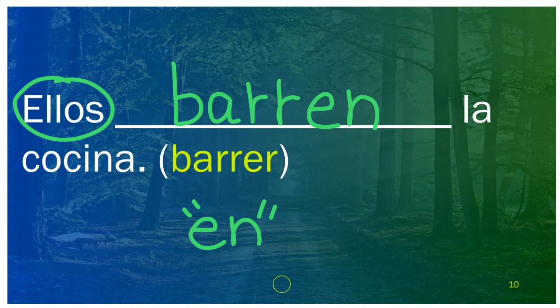And really the only way that you'll know these endings, whether you should put in o, es, e, amos, or en, is just by practicing them. So the more you practice them, the better you'll get used to using them in sentences or when you're talking. And then when you see a subject like ellos, you'll just know that you need to put an en on the end.